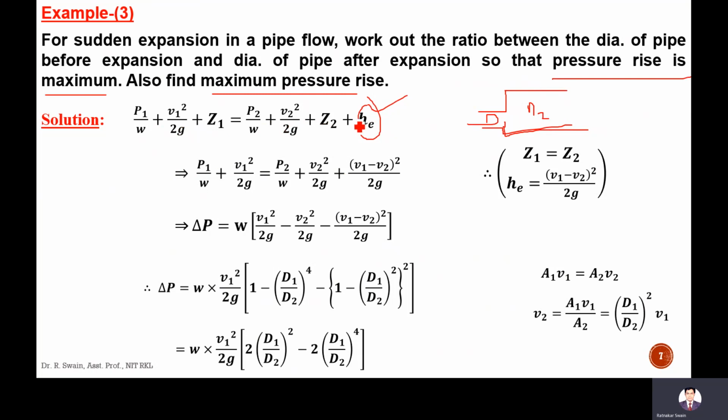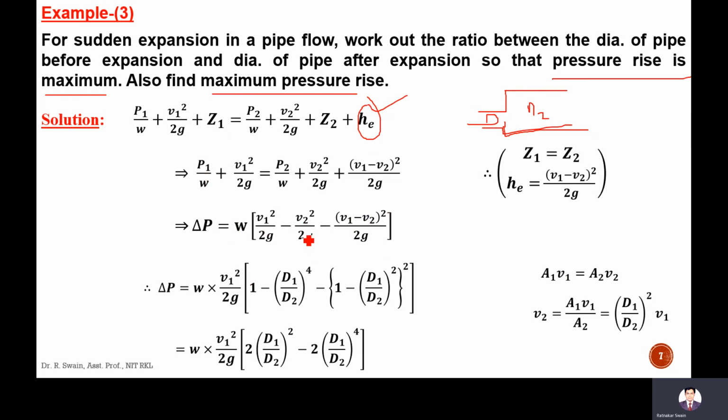Okay. So here HE is nothing but the loss due to expansion, which is (V1 minus V2) whole square by 2g. So you can simplify this P1 minus P2. If you take delta P, then it will be W into V1 square by 2g minus V2 square by 2g minus (V1 minus V2) whole square by 2g.